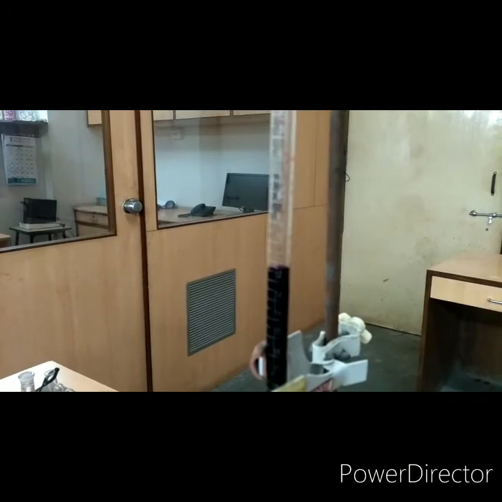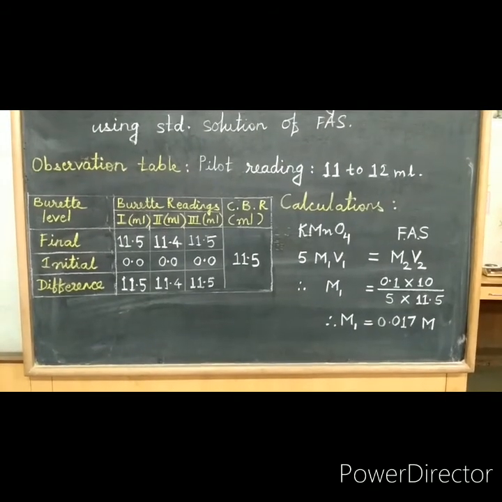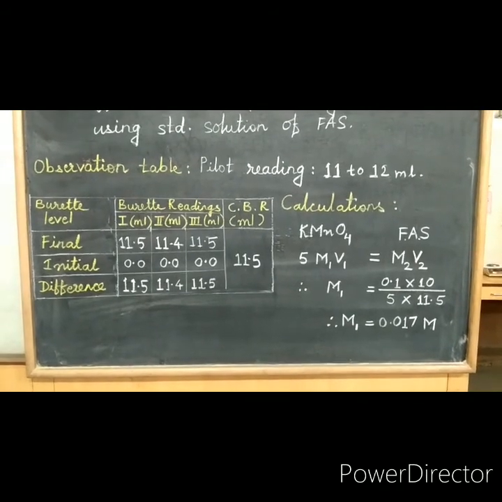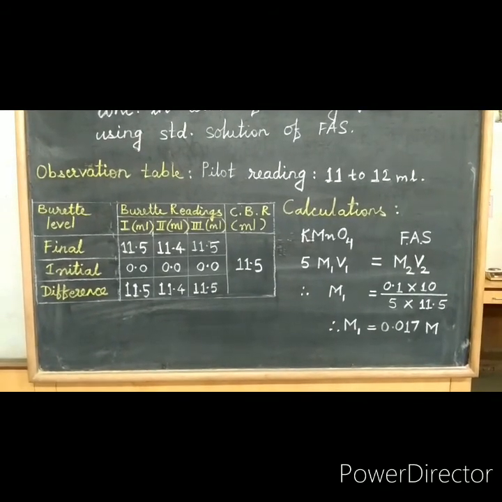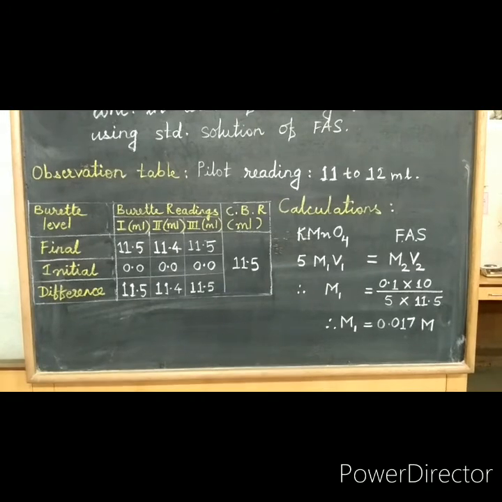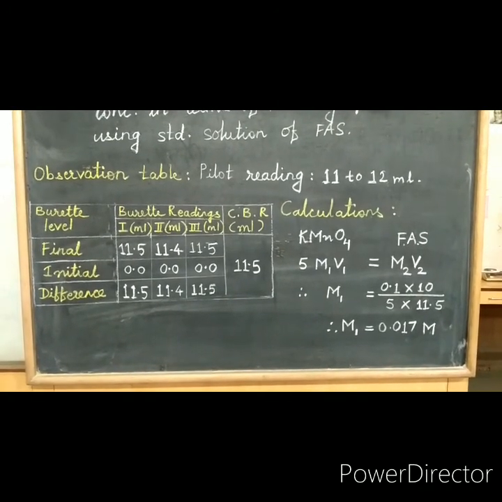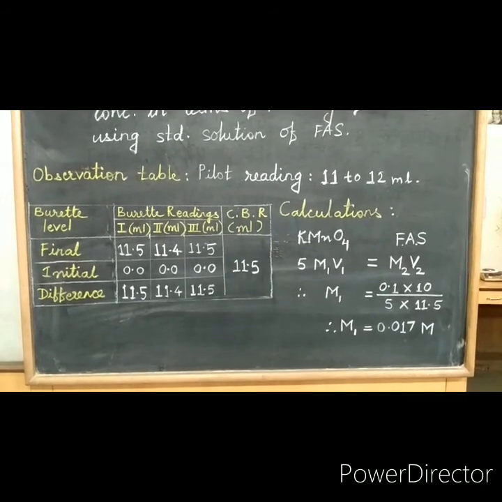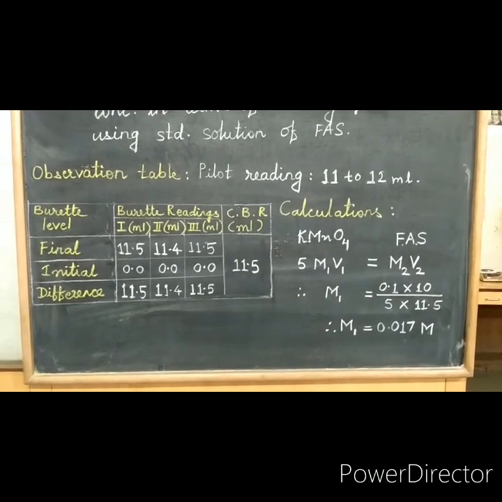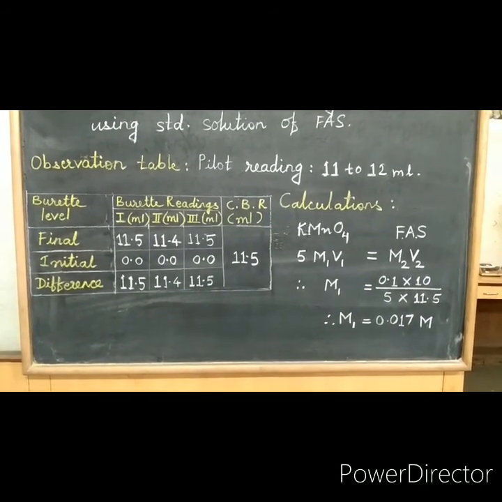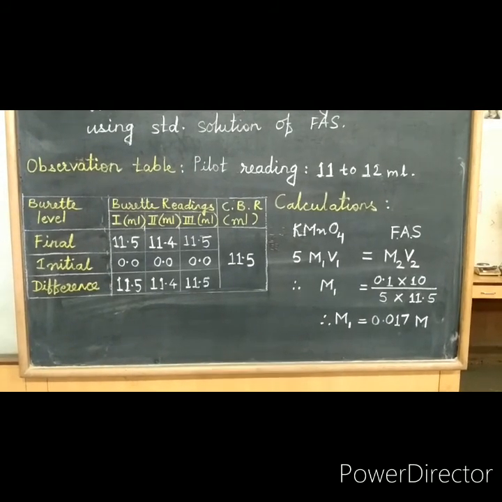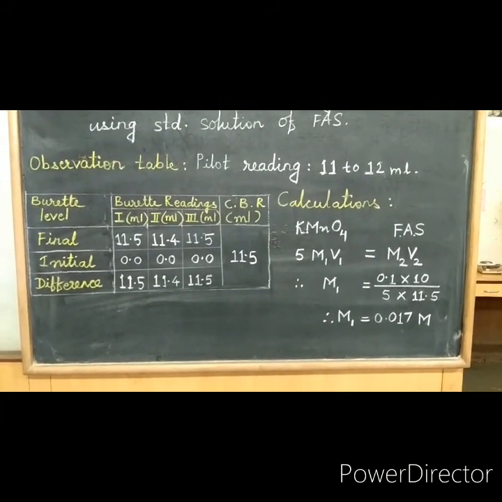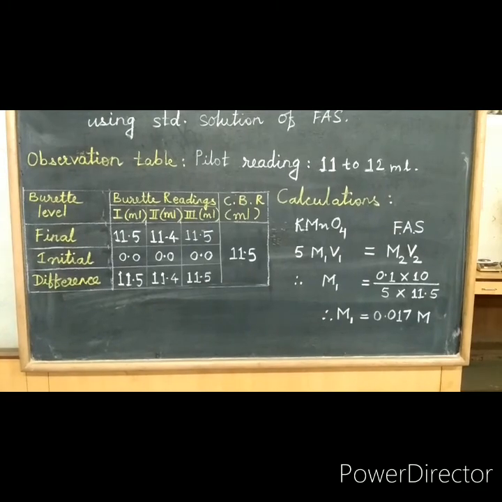Now repeat the same procedure thrice and take 3 accurate readings. Record the observations in the observation table. Write the constant burette reading as CBR. Use the CBR value in the equation in the calculations and calculate molarity of KMnO4 solution. Write the result. The molarity of KMnO4 is equal to 0.017 molar.